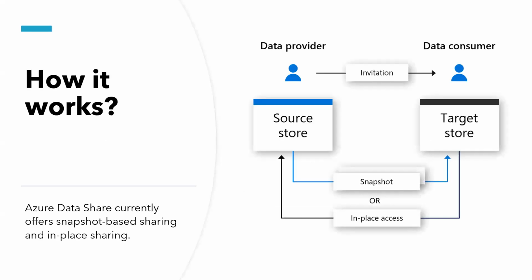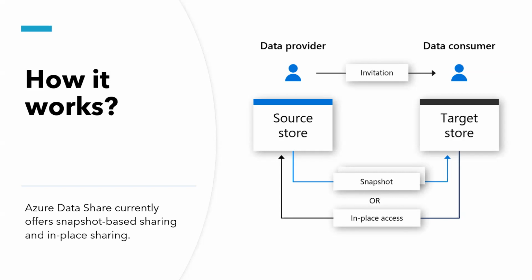How does it work? Azure Data Share currently offers snapshot-based sharing and in-place sharing. In snapshot-based sharing, data moves from the data provider's Azure subscription and lands in the data consumer's Azure subscription. As a data provider, you provision a data share and invite recipients to the data share. Data consumers receive an invitation to your data share via email.